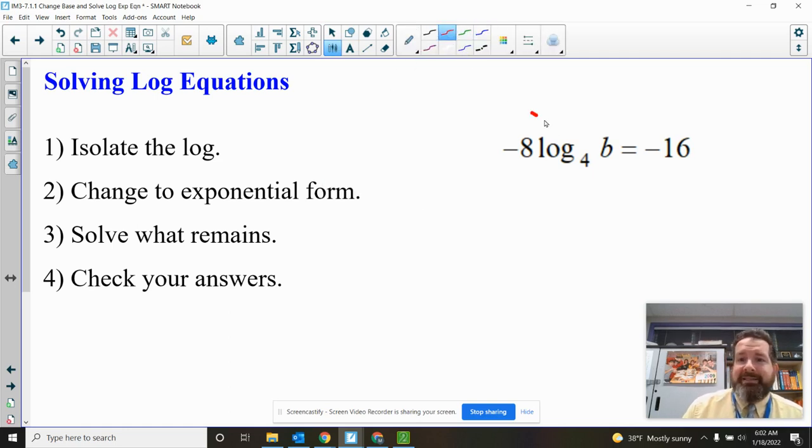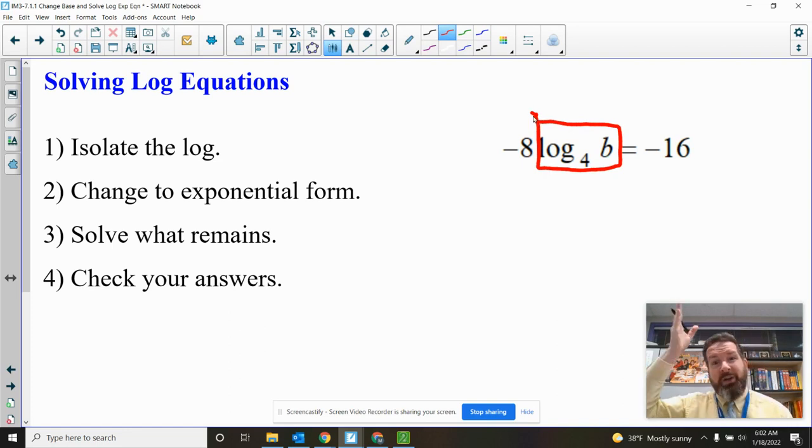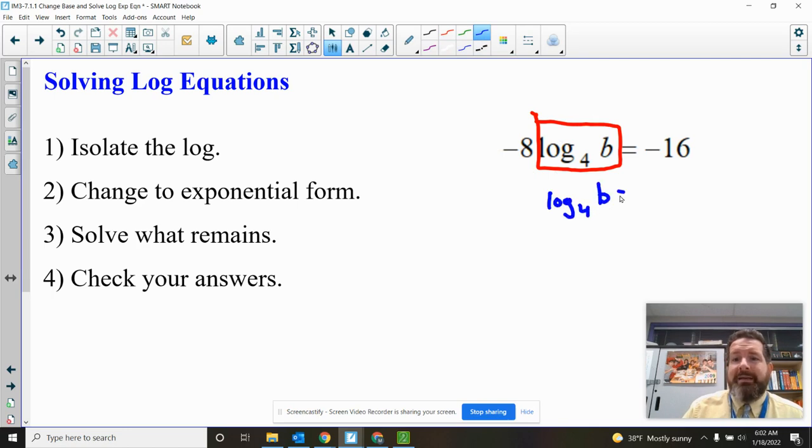What we mean by that is this part, the log base 4 of b, has to be on one side of the equation with nothing else there. No plus, minus, multiply, or divide. That means this negative 8's got to go. It's currently negative 8 times the log, so do a division by negative 8, both sides. That's going to leave us with log base 4 of b, the variable we're solving for, and negative 8 divided over here is going to give us a 2. So isolate the log, it's now by itself.